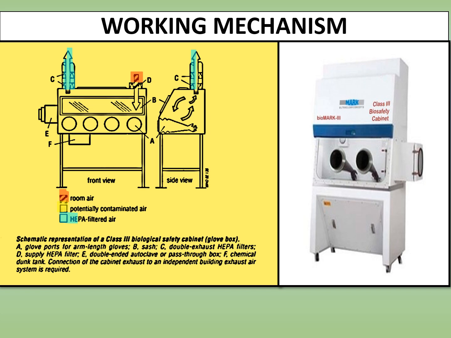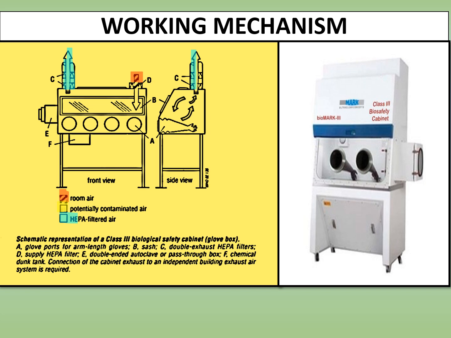If I talk about its working mechanism, the biosafety cabinet 3 are also called glove boxes because of the gloves attached to the system, and these gloves protect the user against the samples and allow users to perform operations during the procedure. There is a double-ended autoclave or pass-through box attached to the cabinet that allows sterilization of materials before they leave the glove box. So these are the special features of class 3 biosafety cabinet. I hope you got it.